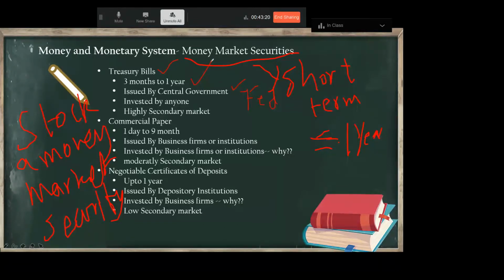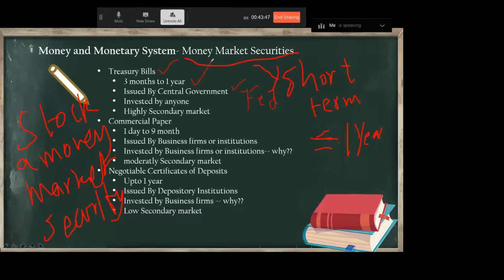So there can be three categories of T-bills: 3 months T-bills, 6 months T-bills, and 9 months T-bills. These are usually issued by the central government. In the US case, the US government means the Fed, as I told you, and anybody can buy it. Anybody can invest in this. An investor can be you, me, any firm, or any institution. So it's open for any kind of investor.